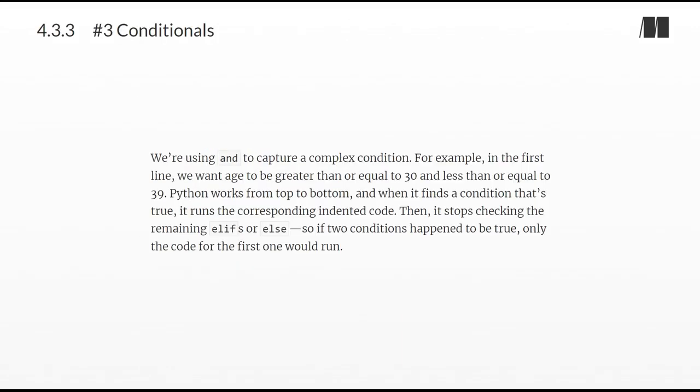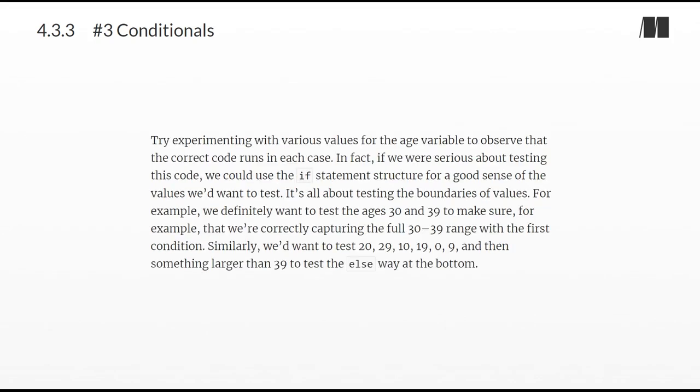We're using AND to capture a complex condition. For example, in the first line, we want age to be greater than or equal to 30, and less than or equal to 39. Python works from top to bottom, and when it finds a condition that's true, it runs the corresponding indented code. Then, it stops checking the remaining elifs or else. So if 2 conditions happen to be true, only the code for the first one would run. Try experimenting with various values for the age variable to observe that the correct code runs in each case.